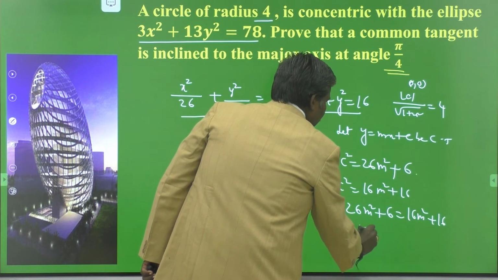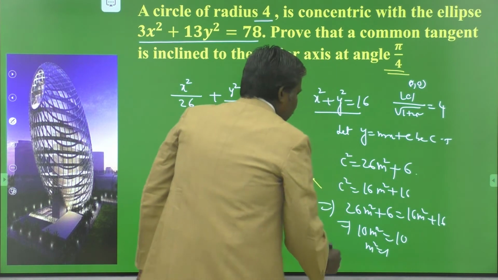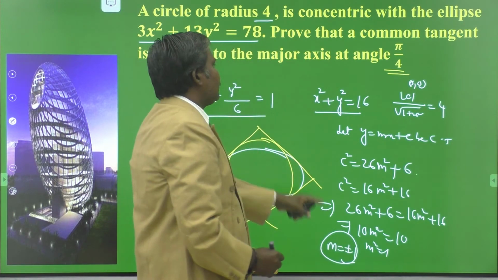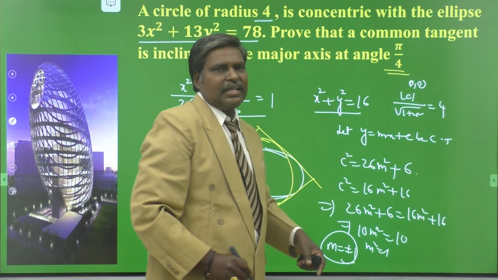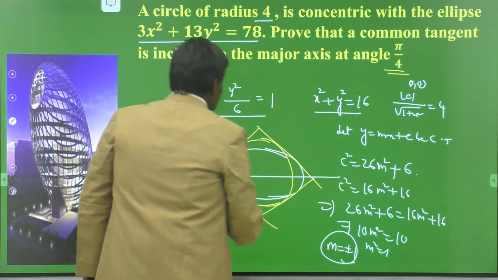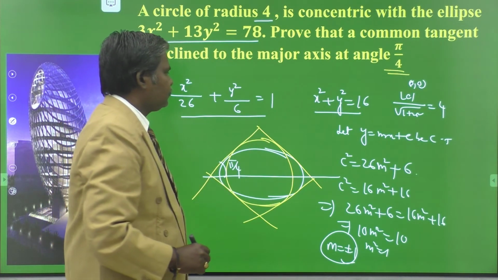So 10 m square is equal to 10. m square is equal to 1. Therefore, the possible values of m are plus or minus 1. For m equal to 1, the tangent makes an inclination pi by 4 with the x-axis. This is your x-axis. This is the tangent that makes an angle pi by 4.